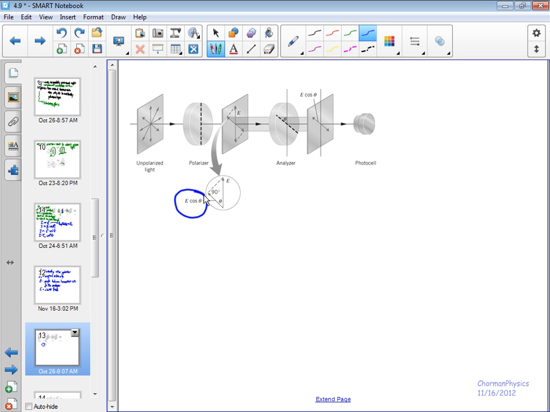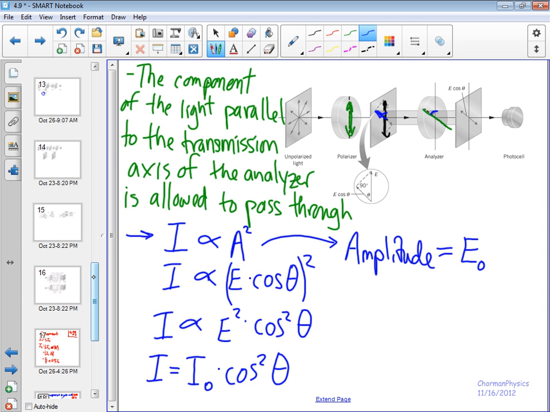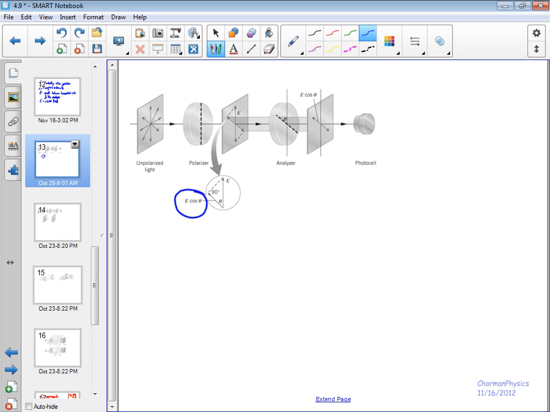So that's the basic idea right there: you're going to have some component of the electric field coming through, and that squared is directly proportional to the intensity. That intensity-amplitude relationship comes from our work with simple harmonic motion and energy. Remember, intensity is directly proportional to energy. So, quite a lot there. I think I'm going to stop this tape, and then we'll continue on the next one.